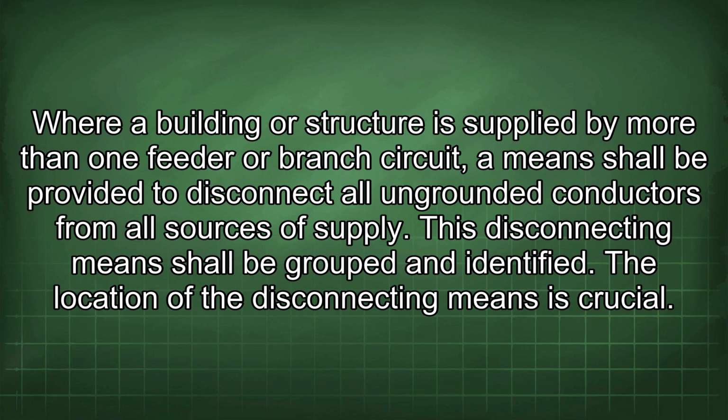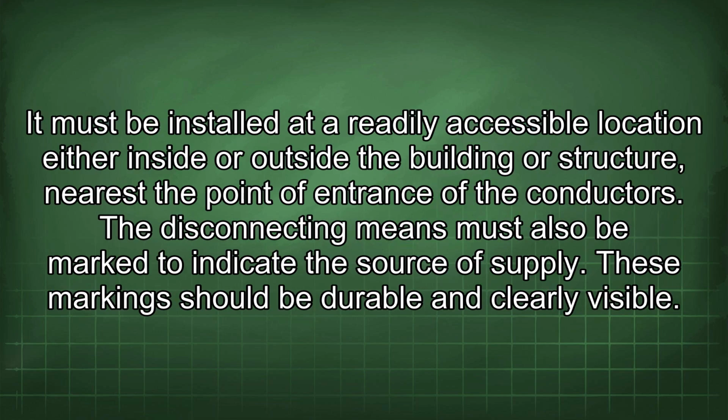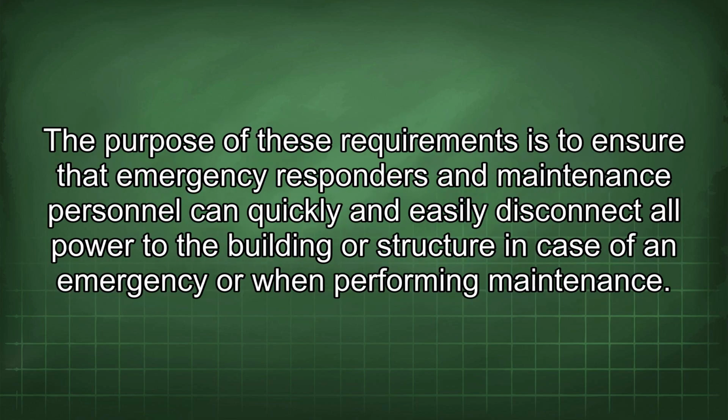The location of the disconnecting means is crucial. It must be installed at a readily accessible location either inside or outside the building or structure, nearest the point of entrance of the conductors. The disconnecting means must also be marked to indicate the source of supply. These markings should be durable and clearly visible. The purpose of these requirements is to ensure that emergency responders and maintenance personnel can quickly and easily disconnect all power to the building or structure in case of an emergency or when performing maintenance.